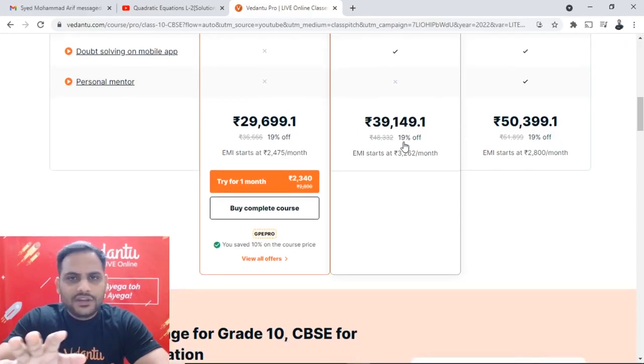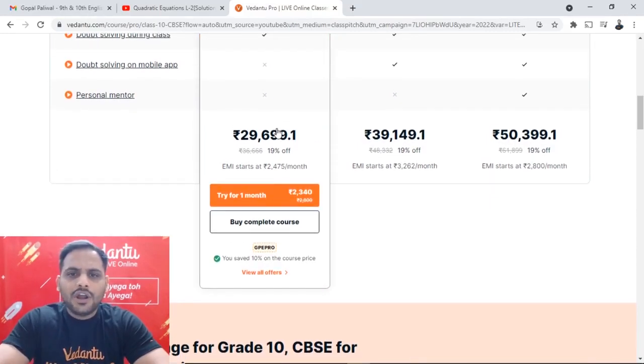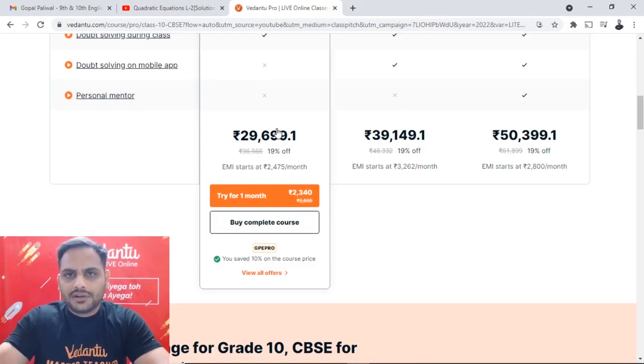Alright, guys, so these will be the prices for all the 3 courses. Now you can go for any of these courses if you want. It's all up to you how much personalization you want after the class.